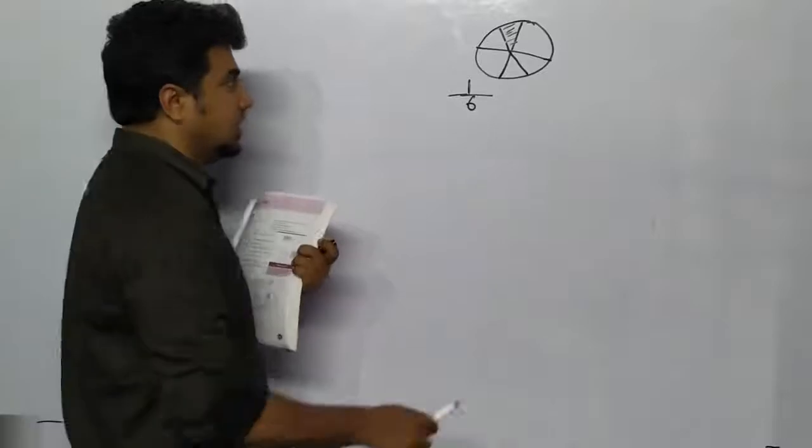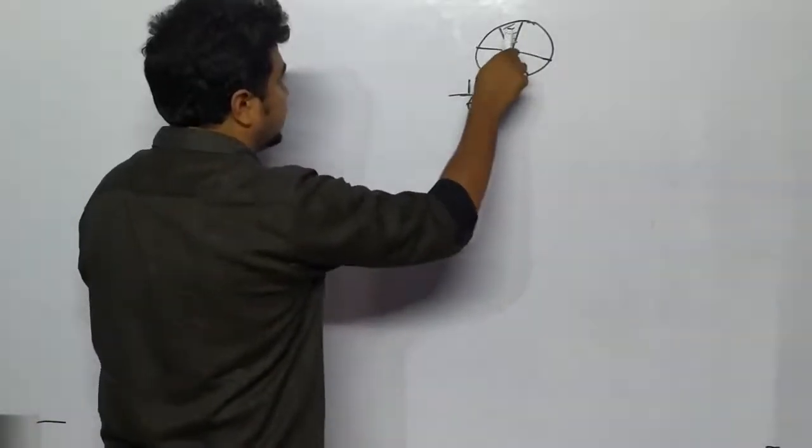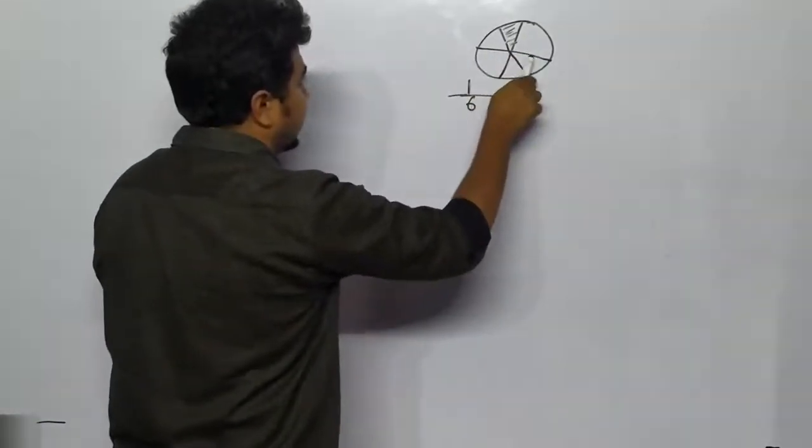Fraction represents a part of a whole. Whole means how many parts? 1, 2, 3, 4, 5, 6.